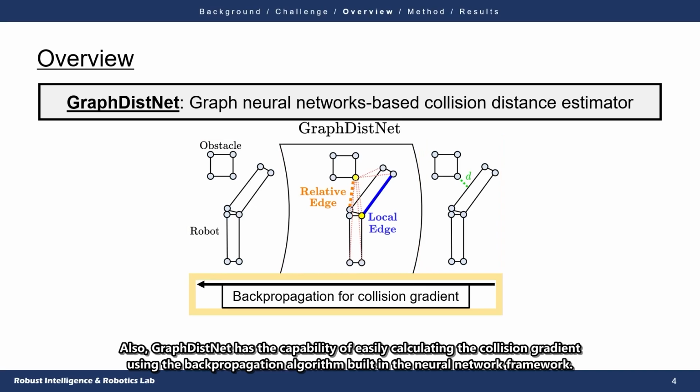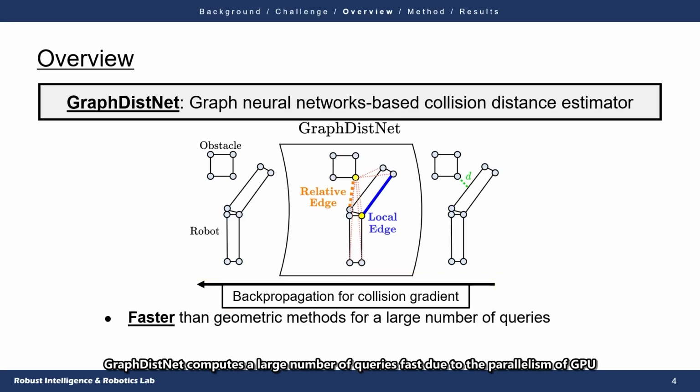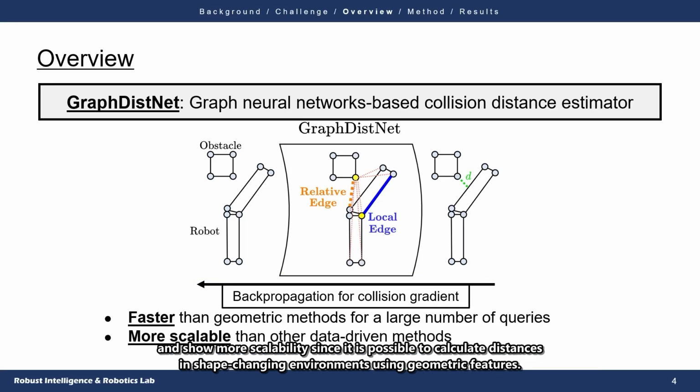Also, GraphDistNet has the capability of easily calculating the collision gradient using the backpropagation algorithm built in the neural network framework. GraphDistNet computes a large number of queries fast due to the parallelism of GPU and shows more scalability since it is possible to calculate distances in shape-changing environments using geometric features.